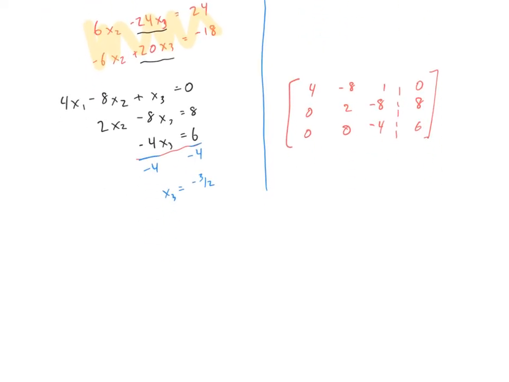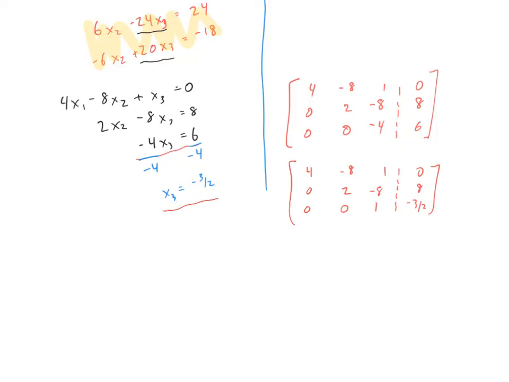This is a kind of long problem, but I'm doing it side by side to really walk you through and show you how this process works. I want to write a new augmented matrix since I know what one of my variables is. 4, -8, 1, 0, 0, 2, -8, 8, 0, 0, 1, -3/2. Cool. All right, so what's my next step? I have one variable. Now I'm going to use that. I'm going to back substitute that into the previous equation so I can solve for my next variable.